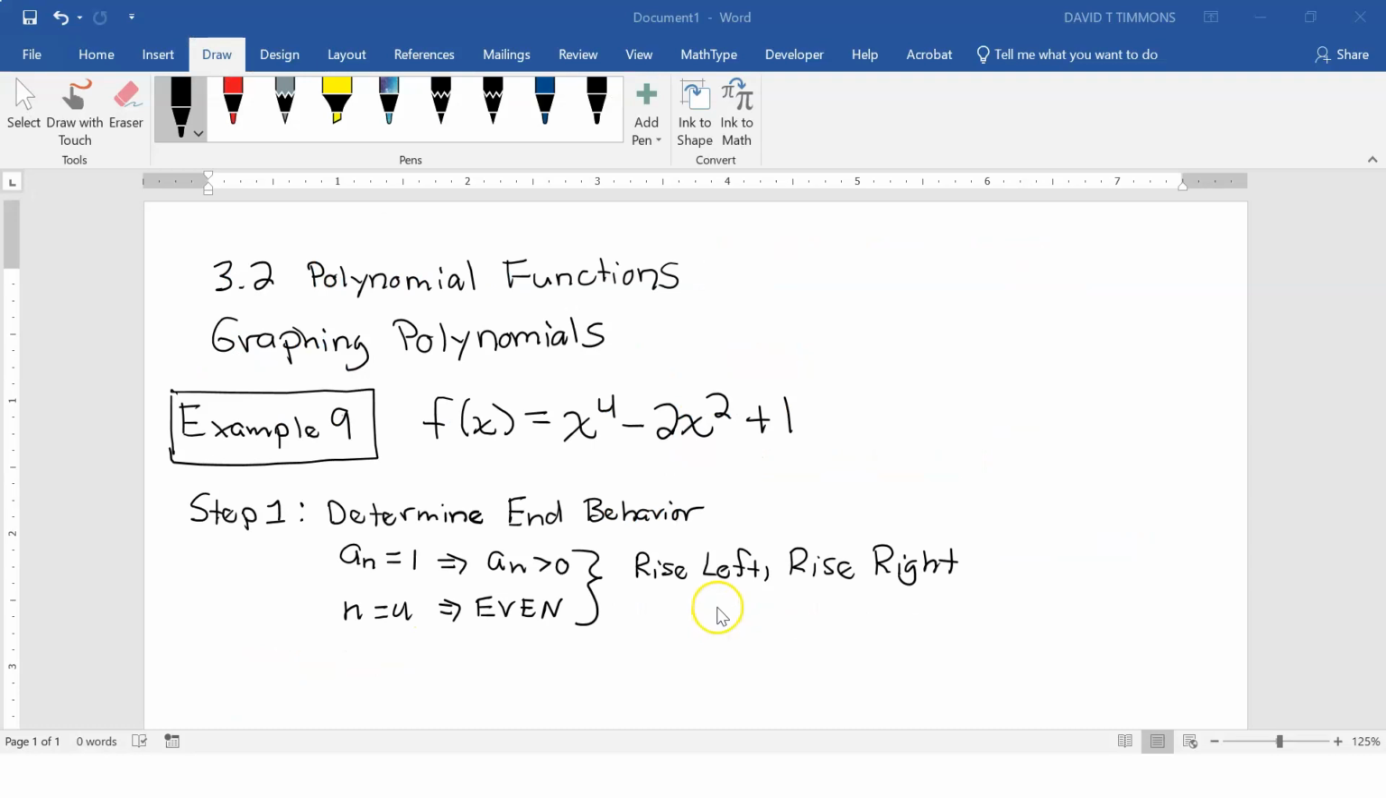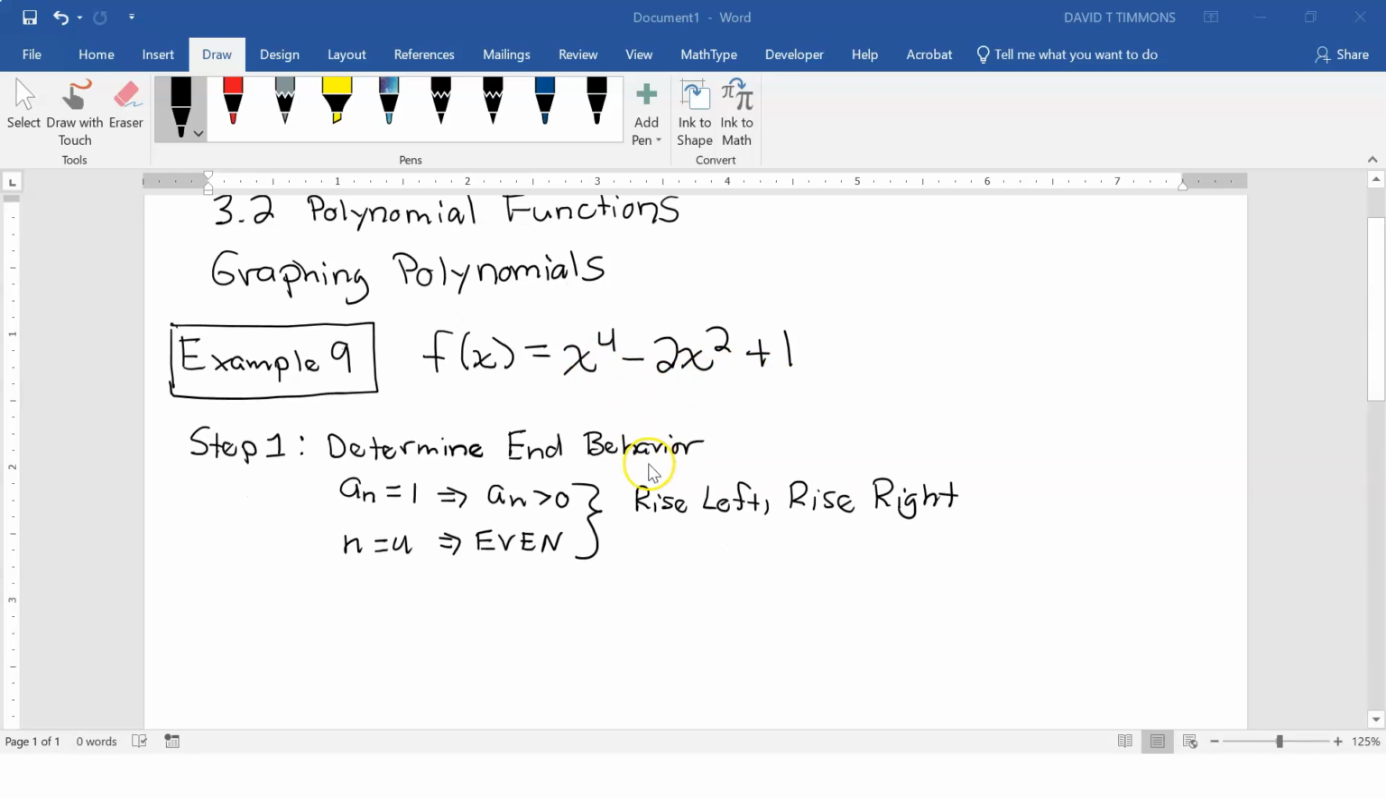Let's look at example 9 from page 374 of your textbook. So they give us this polynomial function, f of x is x^4 - 2x^2 + 1. Our first step would be to determine the end behavior. The leading coefficient a_n is 1, so that's greater than 0, or positive, and the degree is 4, that's an even number. So in this case, our polynomial is going to rise left and rise right.